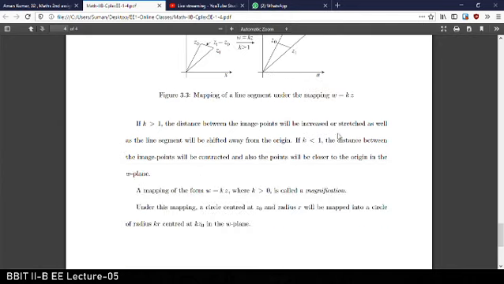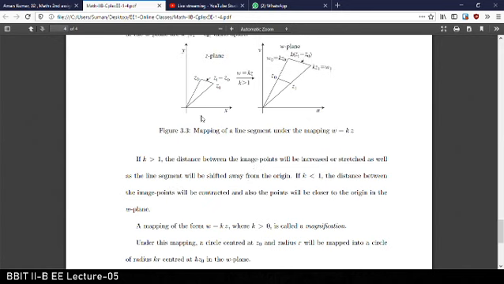So, if k is greater than 1, the distance between the image points will be increased or stretched, and the line segment will be shifted away from the origin. This is the original here, and this is actually the image in the w plane, right? If k is greater than 1, the line segment has been shifted away from the origin and its length is k times the original length. If it is less than 1, the line segment will be shifted nearer to the origin and it will be contracted.